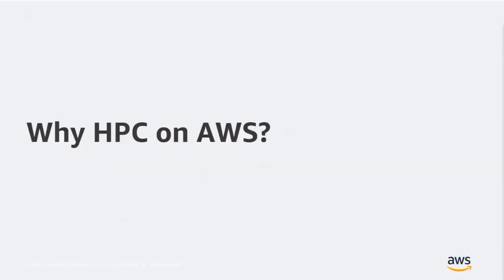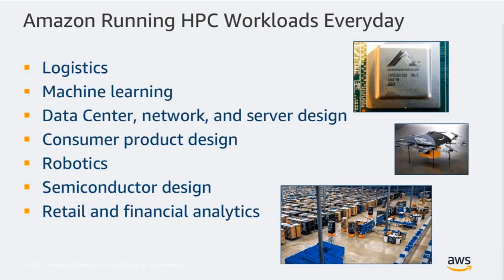Why should HPC workloads run on AWS? Well, at Amazon, we're actually running a wide range of HPC workloads on AWS every day, from logistics and supply chain optimization to machine learning using Alexa. We are also designing our own data centers and our own proprietary network, as well as doing our own server design. And we also have our own semiconductor team that designs chips for the next generation of infrastructure at AWS.